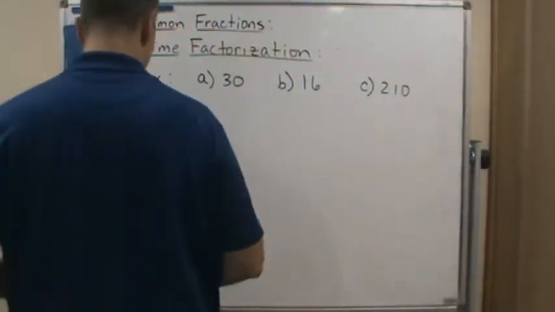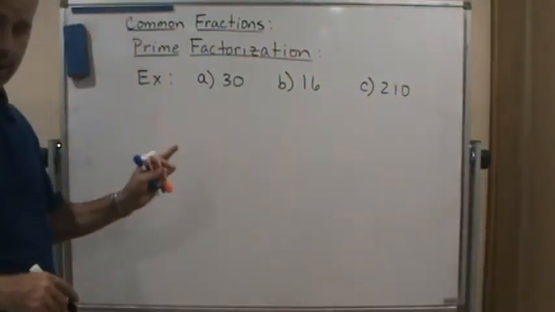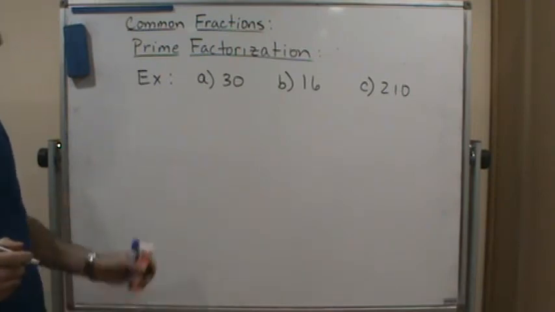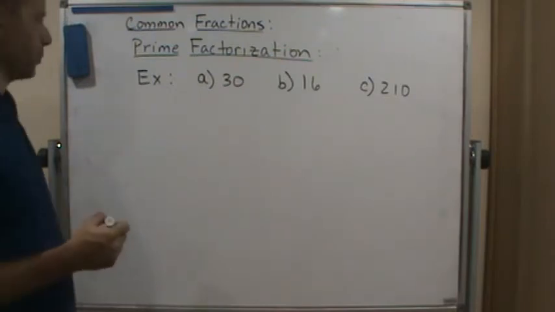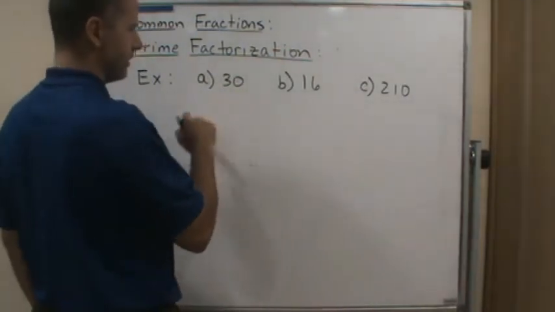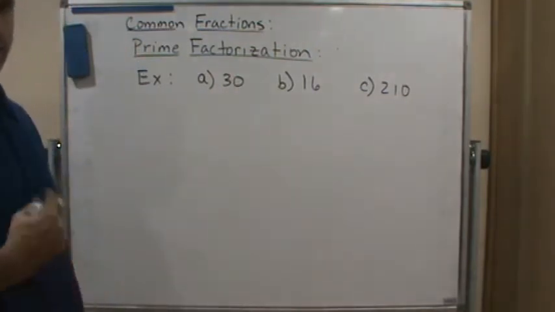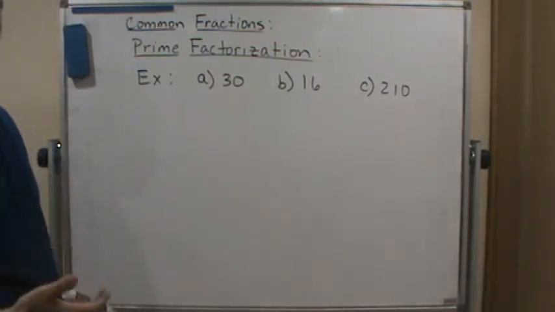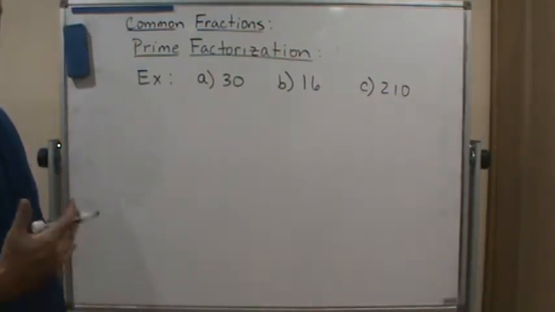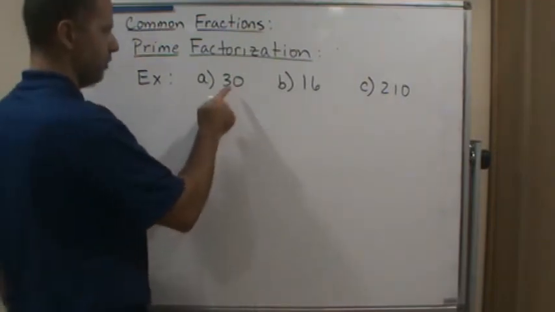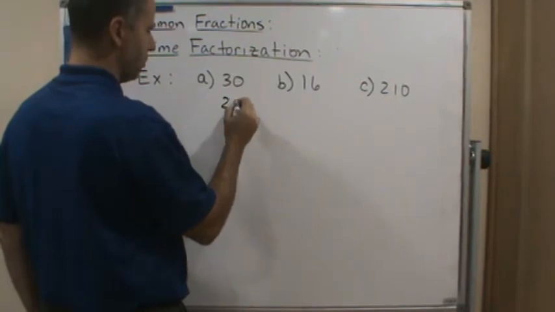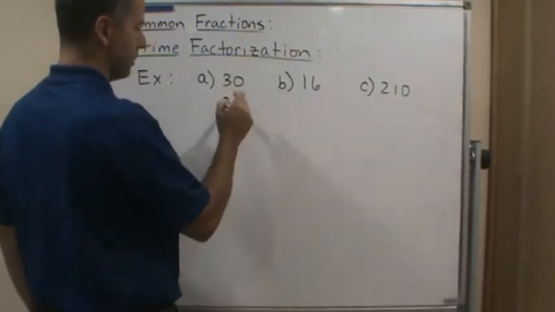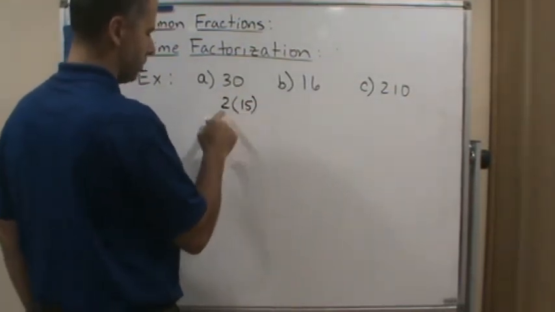Okay, so I'm going to use the textbook method with A, and then I'll use the factor tree with B. Okay, so 30. So we're going to test this and we're going to start dividing this and seeing what prime numbers divide this. We're going to start with 2. So does 2 divide 30? Yes. So now we're going to write this as 2 times what? Well, 2 times 15.